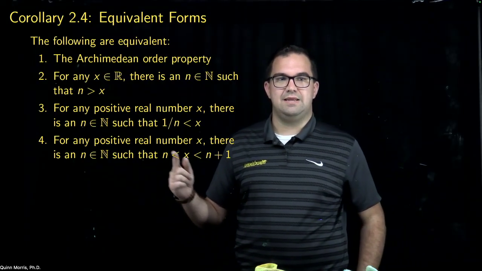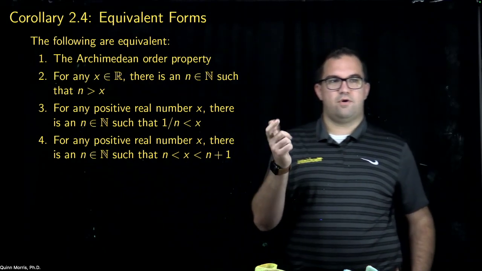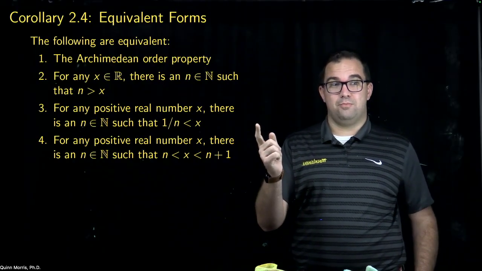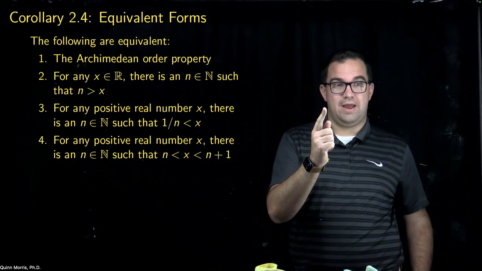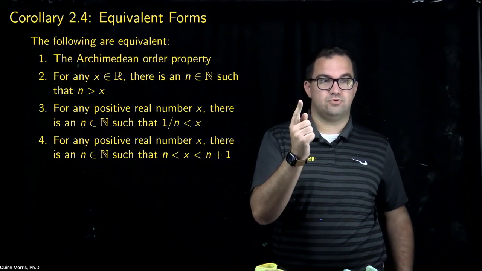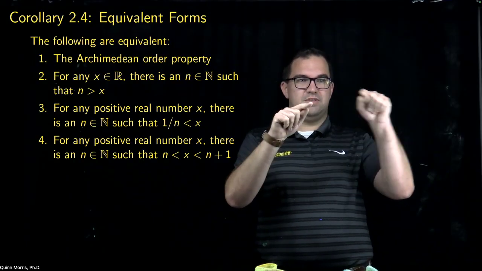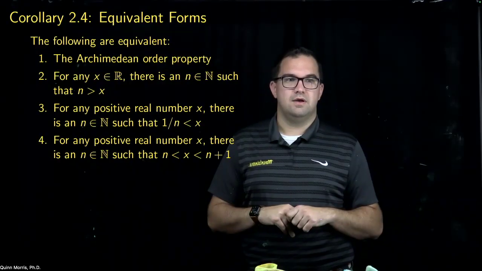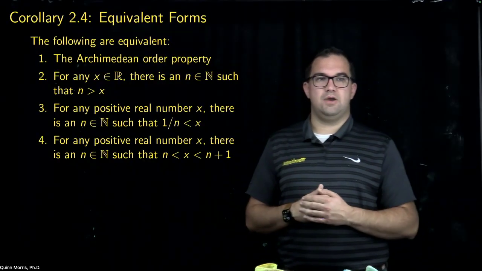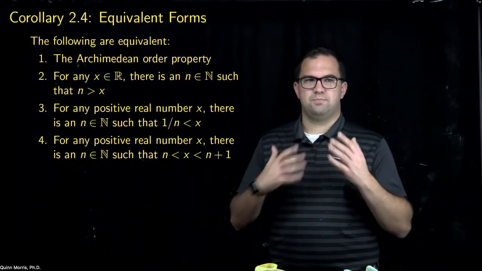Okay. This last property: for any positive real number x, there is a natural number n such that x is between n and n plus 1. This is just a nice way of saying there's always some last natural number before you cross over a real number x, and then there is some natural number n plus 1, which is the first one above it. So this partitions things out nicely. So these are all equivalent to the Archimedean order property.